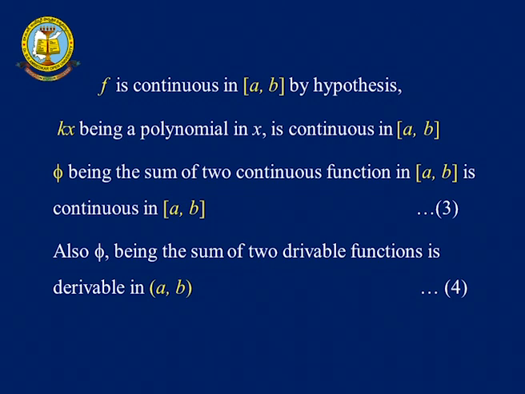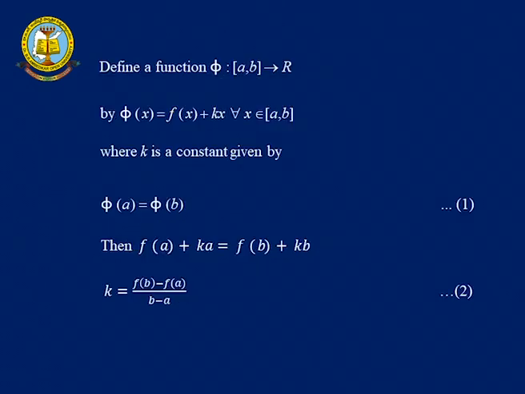Listen to one more thing: phi is defined as f of x plus kx, f is continuous and kx is continuous, therefore f plus kx is also continuous, and f plus kx is nothing but phi. So, phi is also continuous. In the same way f is derivable and kx is also derivable, and their sum, that means f plus kx, is also derivable. So, phi is also derivable. Therefore, phi is continuous, phi is derivable, and phi of a equal to phi of b.